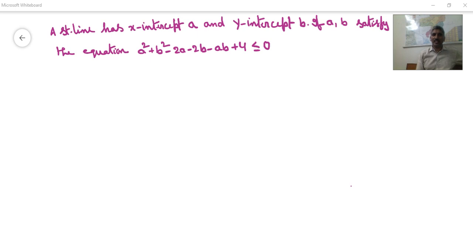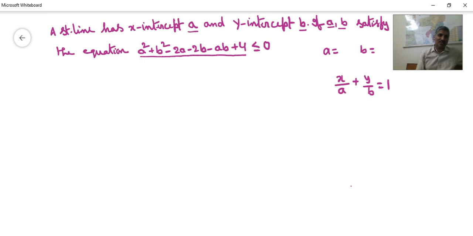So this is one more informative question. A straight line has x intercept a and y intercept b. If a comma b satisfy the equation a square plus b square minus 2a minus 2b minus ab plus 4 less than or equal to 0, then he is asking what is the equation of the line. That means if you know a value and b value, then we can find the line equation as x by a plus y by b is equal to 1.